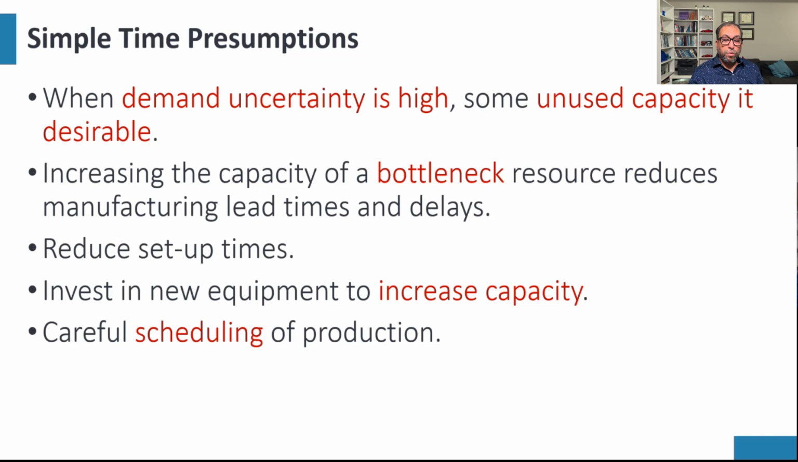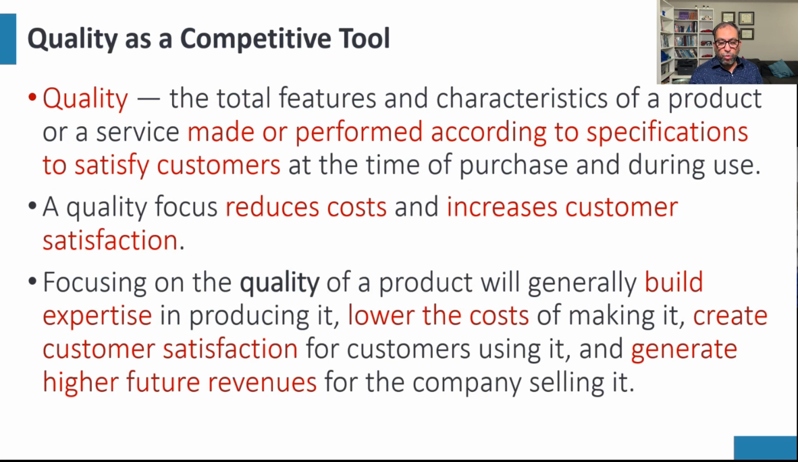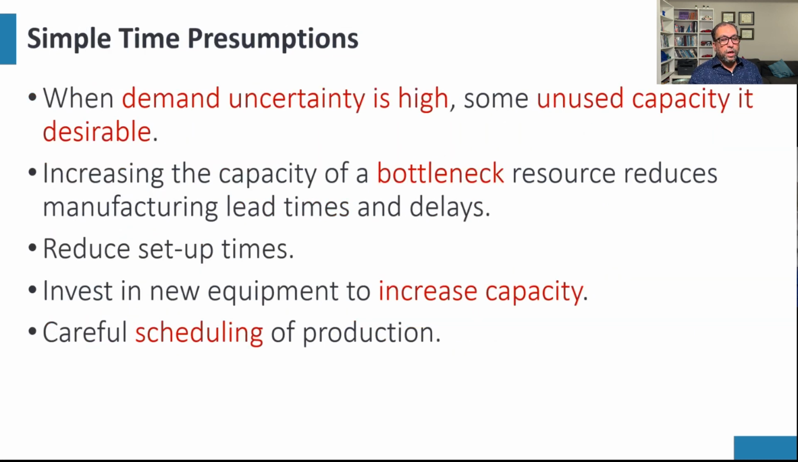Increasing the capacity of a bottleneck resource reduces the manufacturing lead time and delays. So reduce setup times, invest in new equipment to increase capacity, and careful scheduling of production. These are the ways through which we can reduce these times.